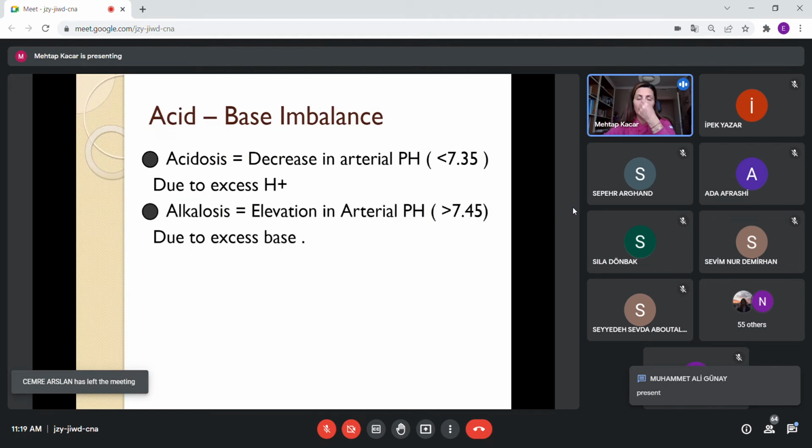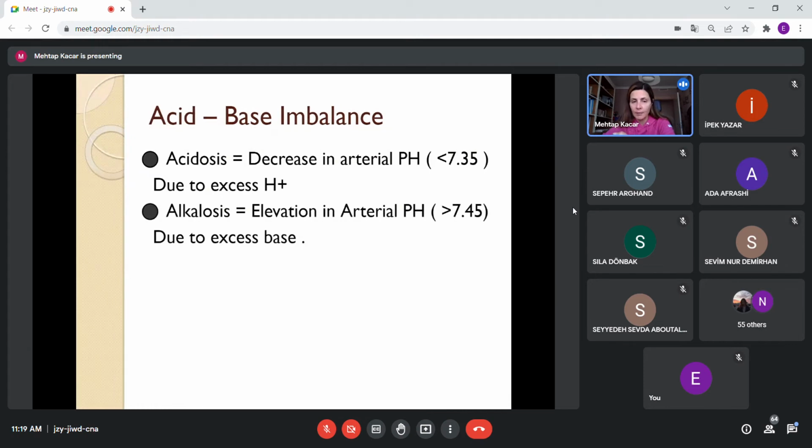Acid-base imbalances. What do acid-base imbalances mean? We use two different terms to describe the pathophysiologic or imbalance situation. If arterial pH decreases, we see acidosis. Acidosis is linked with increased hydrogen ion concentration and decreased pH. Alkalosis is linked with an elevation in arterial pH above 7.45, and alkalosis is dependent on excess base ion.